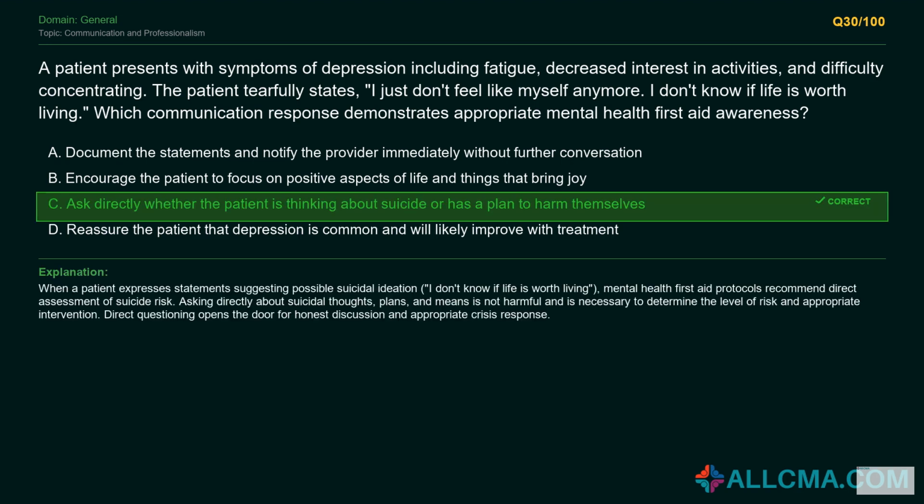The correct answer is C. When a patient expresses statements suggesting possible suicidal ideation, "I don't know if life is worth living," mental health first aid protocols recommend direct assessment of suicide risk. Asking directly about suicidal thoughts, plans, and means is not harmful and is necessary to determine the level of risk and appropriate intervention. Direct questioning opens the door for honest discussion and appropriate crisis response.